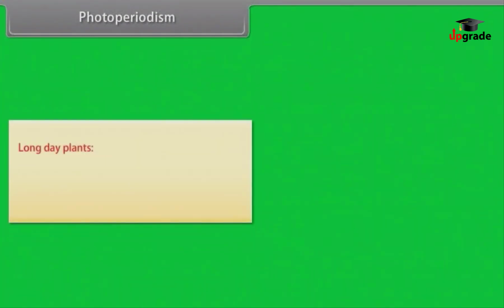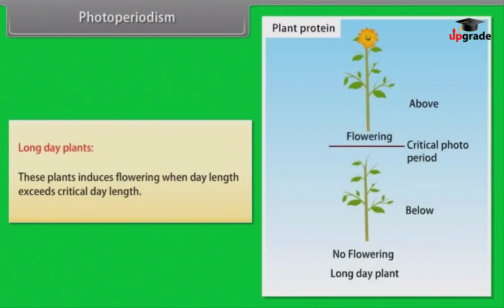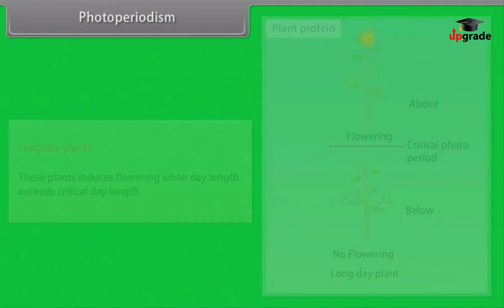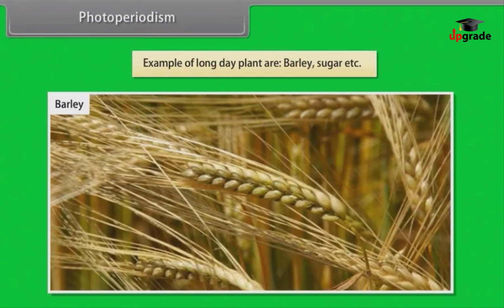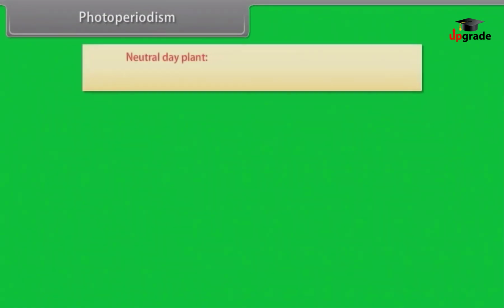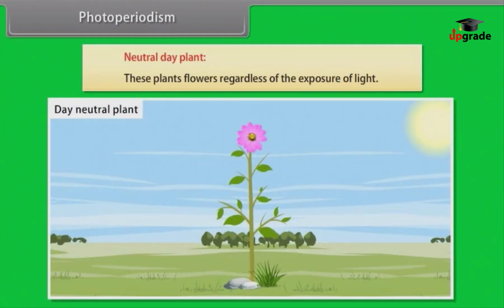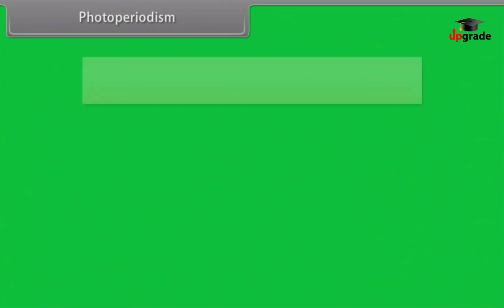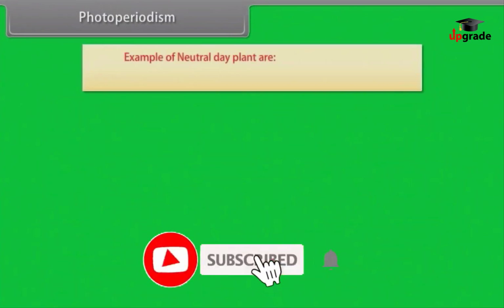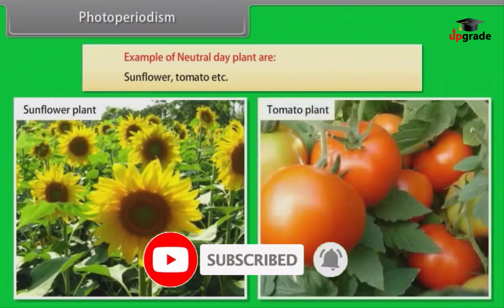Long day plants. These plants induce flowering when day length exceeds critical day length. Examples of long day plants are barley, sugar beet, etc. Neutral day plants. These plants flower regardless of the exposure of light. Examples of neutral day plants are sunflower, tomato, etc.